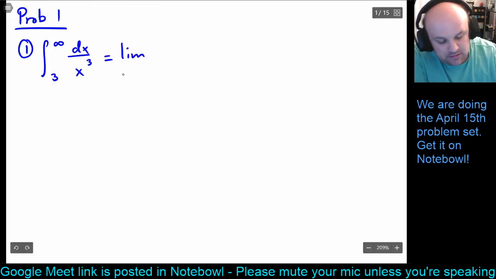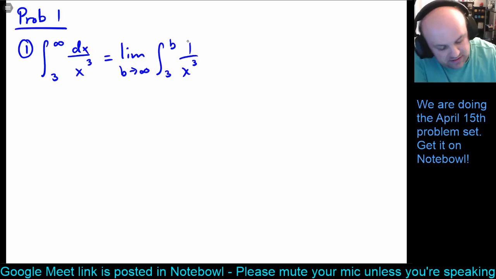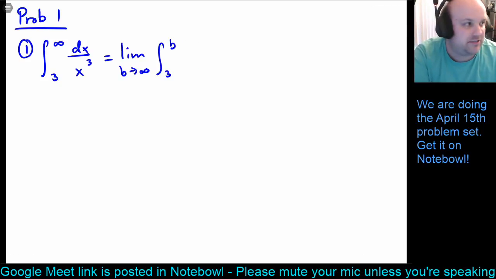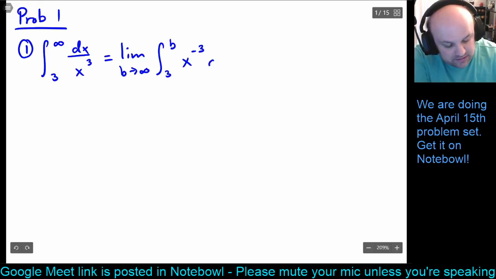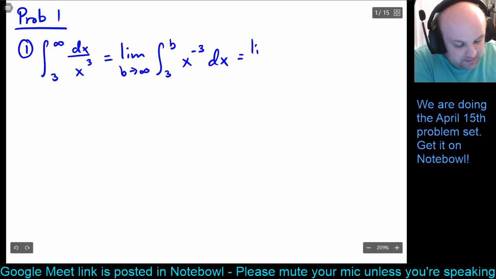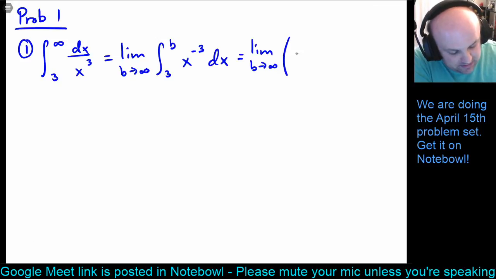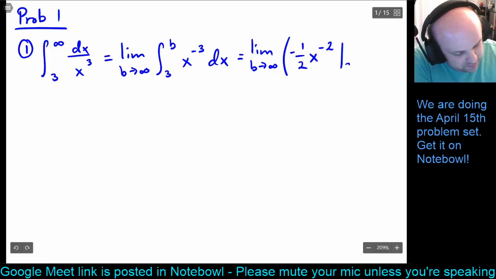So this will be the limit as b goes to infinity of the integral from 3 to b of, I much prefer this to be written as 1 over x cubed. And in fact, maybe we should rewrite this more to make it easier to integrate. This will be x to the negative 3 dx. Okay. So, integrating this, this is something we know how to do. So this is limit as b goes to infinity of, so we want to add 1 to the exponent and divide by that. So negative 1/2 x to the negative 2, right? From 3 to b.